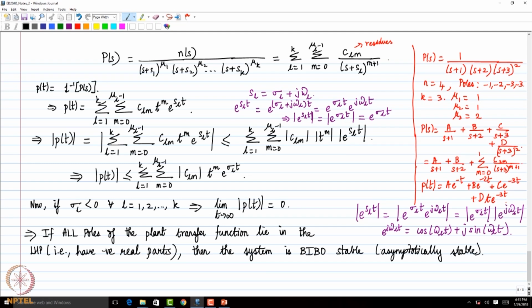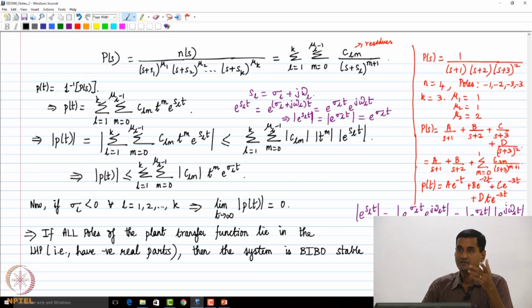So the important condition here is that I find the system transfer function, and if all the poles of the system transfer function have negative real parts, that is, if all poles are in the left half of the complex plane, left of the imaginary axis in the S plane, then we have asymptotic stability, or what we call BIBO stability.